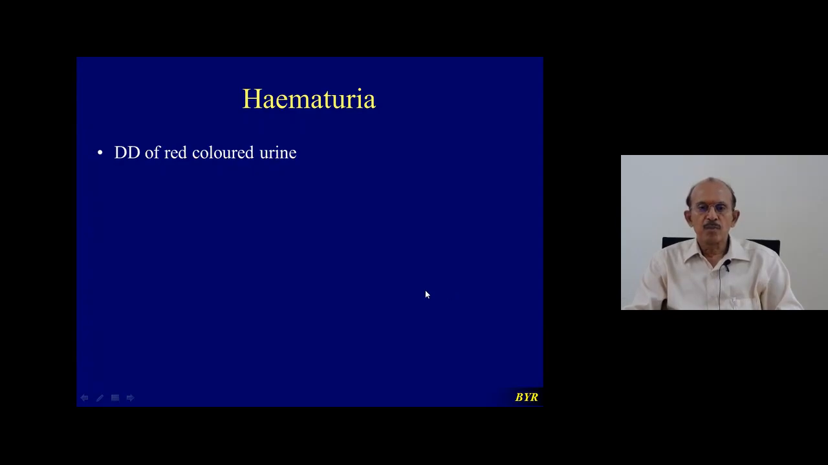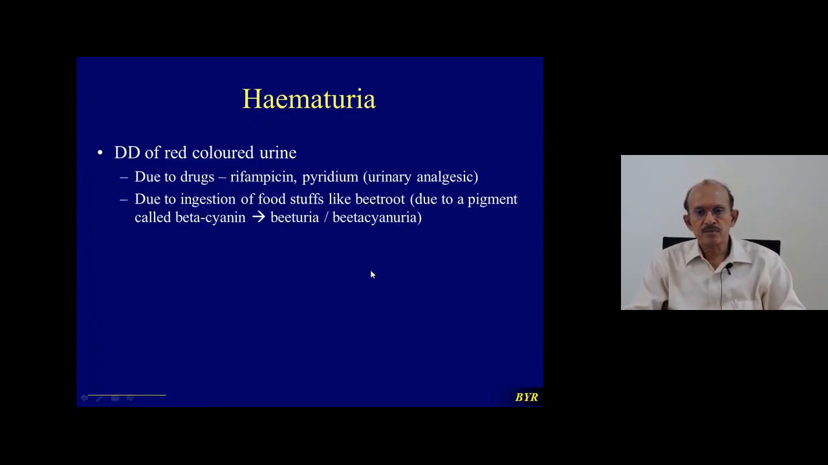Whenever a patient complains that there is blood in the urine, you make sure whether it is blood, because other dark colors of urine can also be mistaken by the patient for blood. So what are the differential diagnoses for red colored urine? Due to drugs, rifampicin, pyridium, due to ingestion of foodstuffs like beetroot, because beetroot contains a pigment called beta-cyanin, which stains the urine red. Not only urine, even the stools will be colored red whenever a patient consumes a large quantity of beetroot.